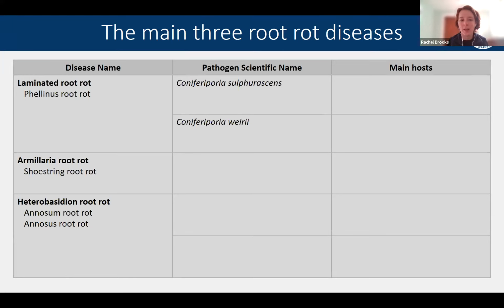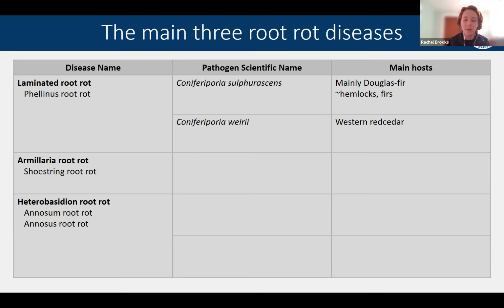Now, especially with fungi, things that we're still learning a lot about, these do change over time as we learn more about their genetics and their host range, et cetera. So for example, laminated root rot is caused by 2 different species of fungi, Coniferiporia sulphurascens and Coniferiporia weirii. The main difference between these is their host range, as seen here. Don't feel like you have to memorize the host ranges or anything. I'll point you towards resources at the end.